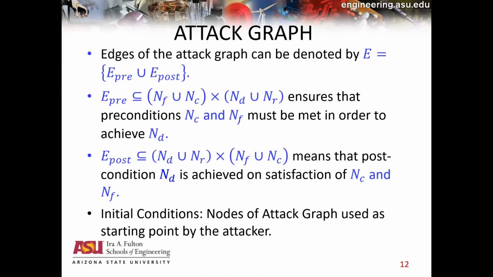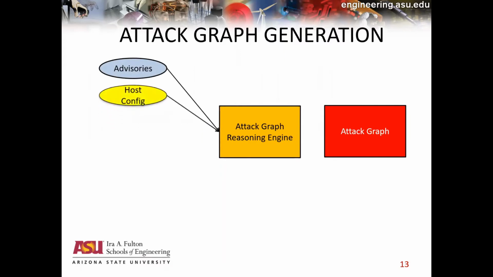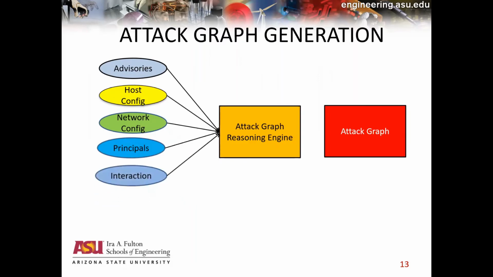So the conditions that need to be satisfied for a vulnerability to be exploited are known as preconditions, and the privilege that you obtain on exploiting certain vulnerabilities is known as the postcondition in an attack graph. So basically in an attack graph, you insert information about the host configuration, the network configuration, the principals, which tell you the current configuration of the different systems, the interaction rules, which tell you what kind of access has been configured, the current security policies, and the reasoning engine.